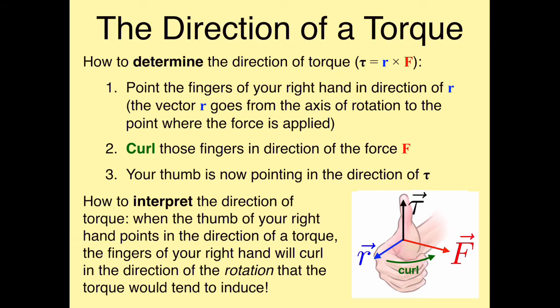So in other words, let's say this is your torque, right? Your fingers are curling this way. This is indicating the direction of the rotation that this torque would tend to give you. That's kind of the intuitive interpretation of which way your torque vector is pointing.